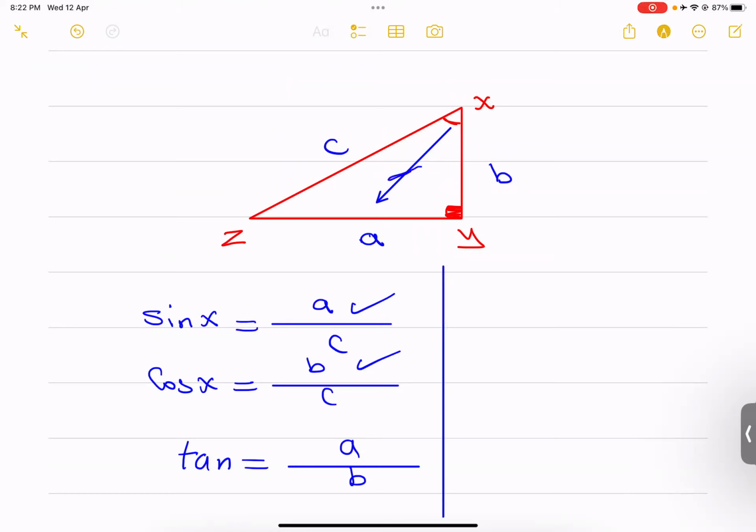Right now, I want to do another thing. I want to get the value of z this time. So how could I get the sine z? It's going to be opposite over hypotenuse. Yeah, okay. So what is the opposite? Can you just give me a second? Let me put them in the room. Yeah, okay.